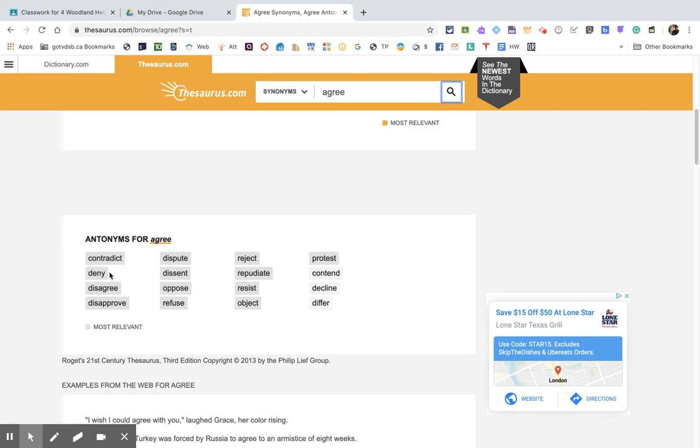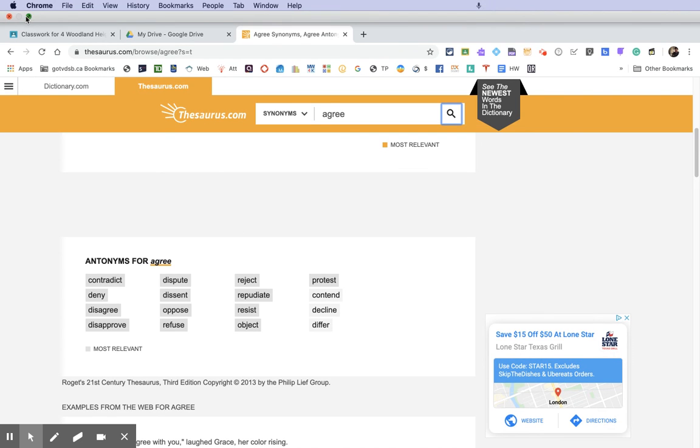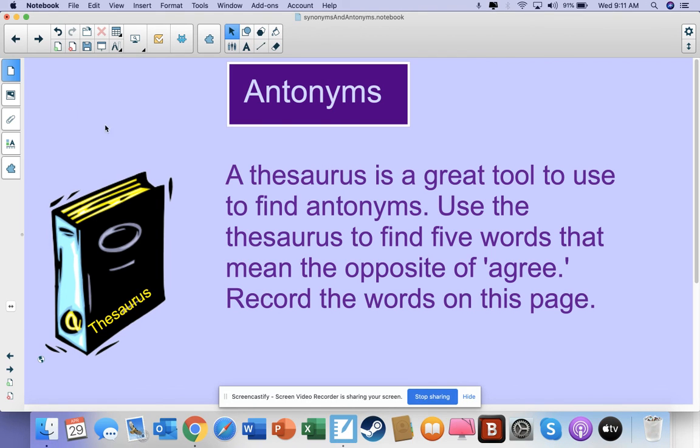You'll also notice some prefixes here. The dis and the re often mean non or un versions of the root word. It gives you an idea. So disagree is not agree, disapprove, not approve. That just gives you an idea of what those prefixes mean. So antonyms are the opposite of a word.